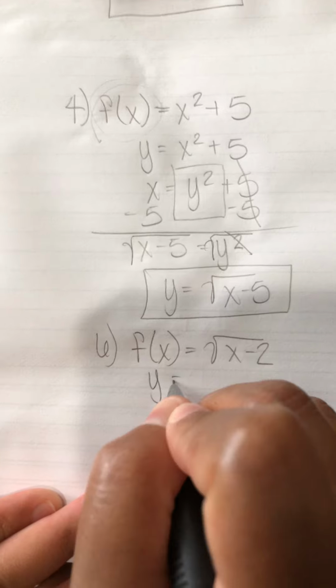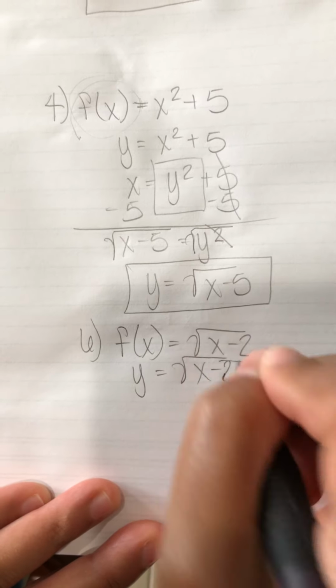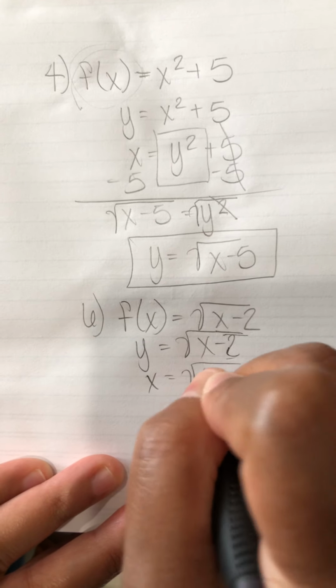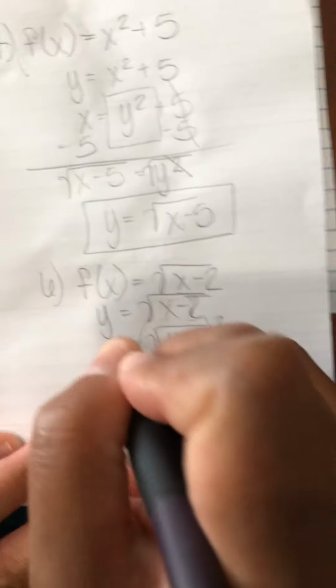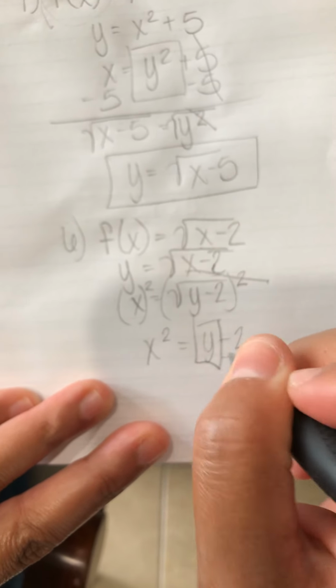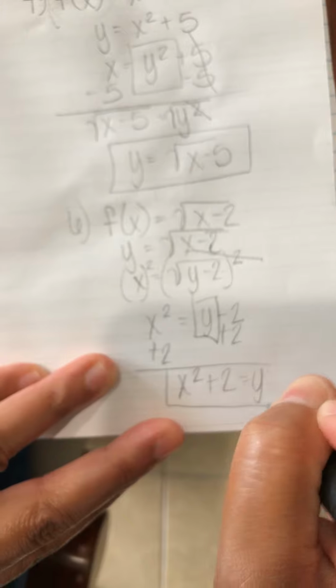All right, last one. When you have f of x, again, you could write y. So now I need to flip them. So x equals square root of y minus 2. The opposite of square root is squared, so I'm going to square both sides. These cancel. So now x squared is equal to y minus 2. Again, I need to get rid of that minus 2, so I'm going to add 2 to both sides. So now I have x squared plus 2 is equal to y, and that is my answer.